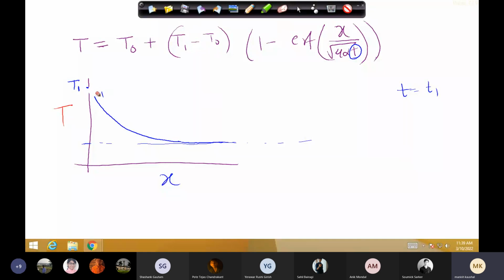Then at some time t2, you want to know the temperature as a function of x. This will be like this. Again, this will also go here. Right, and so on. So gradually heat will penetrate more and more. So if you see, this is the increasing time.